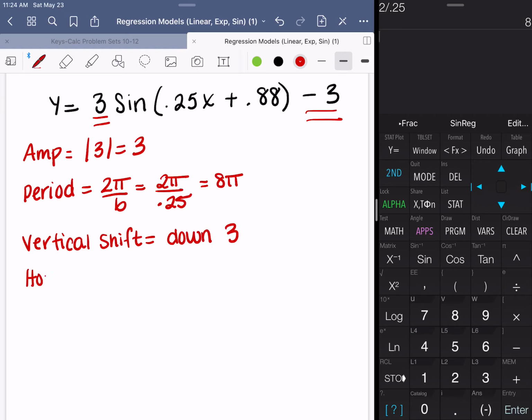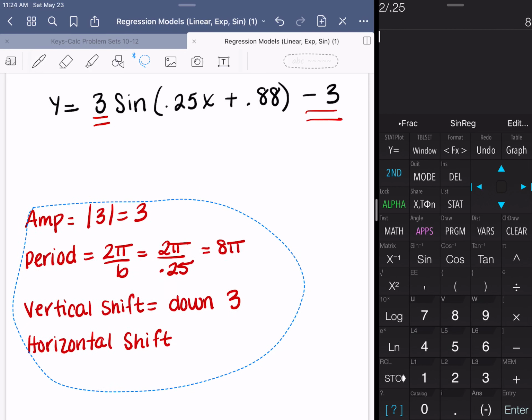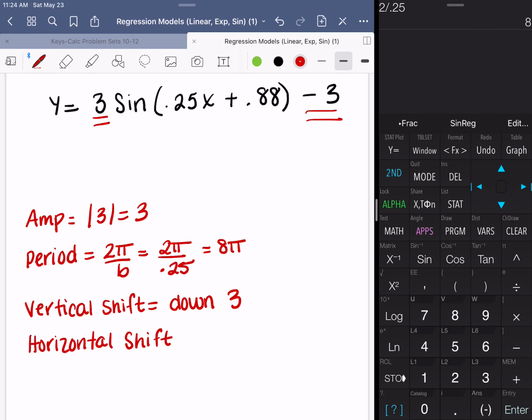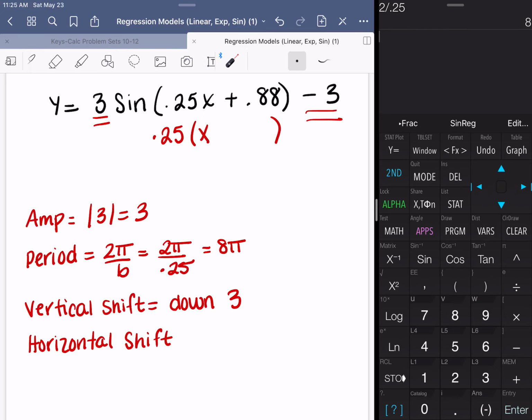And then my horizontal shift is going to be found when I divide out that B value. So basically what you have to do, I'll move this down so you can kind of see what I'm doing, is you have to divide this 0.25 out of both of those. So we're going to do 0.25x divided by 0.25. That's going to give us just x. Then we're going to divide 0.88 by 0.25. So I'll go to the calculator, and that gives me 3.52.